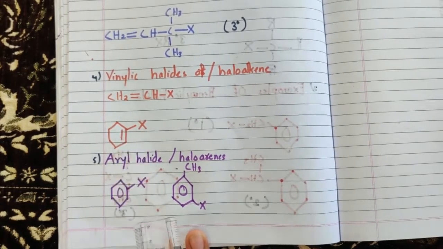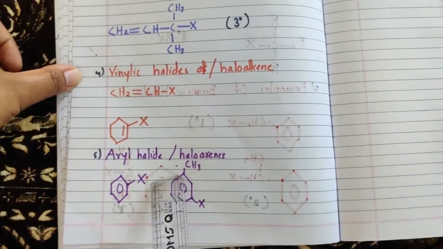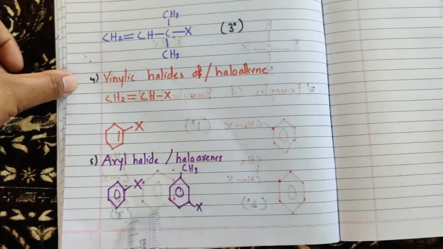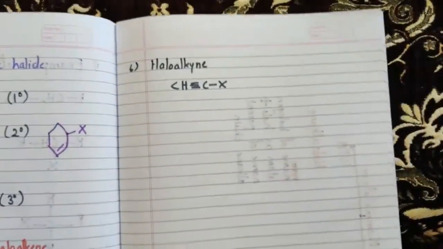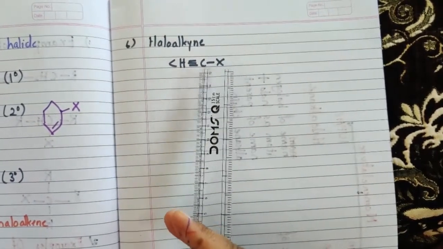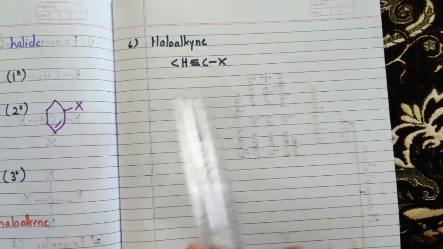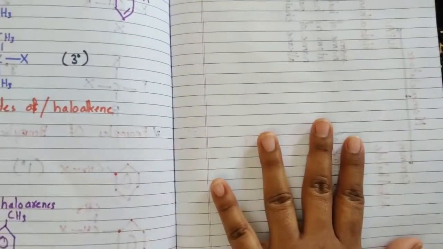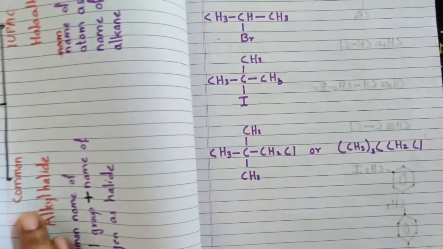Okay, then aryl halide. Here what happens? Your halogen is bonded directly to an aromatic ring. Okay, 2 examples I have given here. The last one was haloalkyne. Here the halogen is bonded to an alkyne, that is a carbon that is forming triple bond with the other carbon atom. All in all, from these examples you can understand the classification of your halogen derivatives.